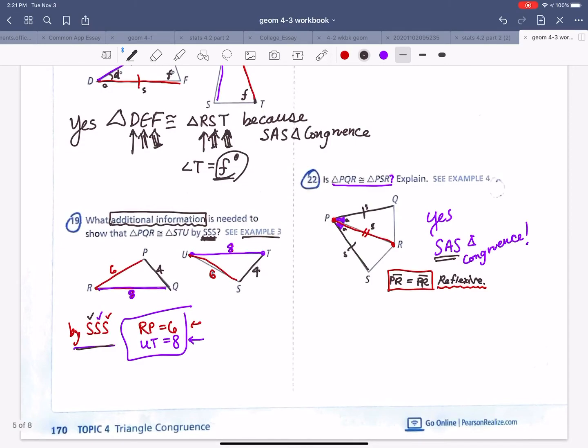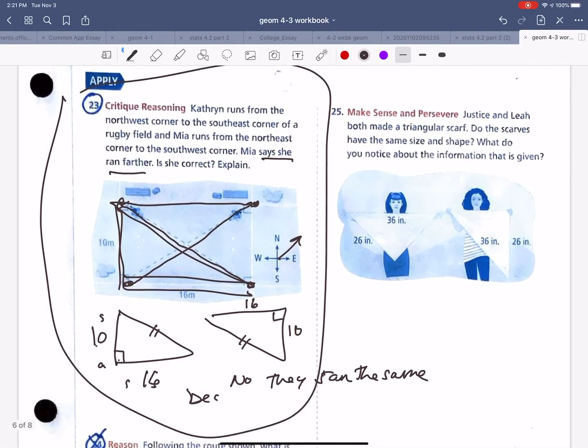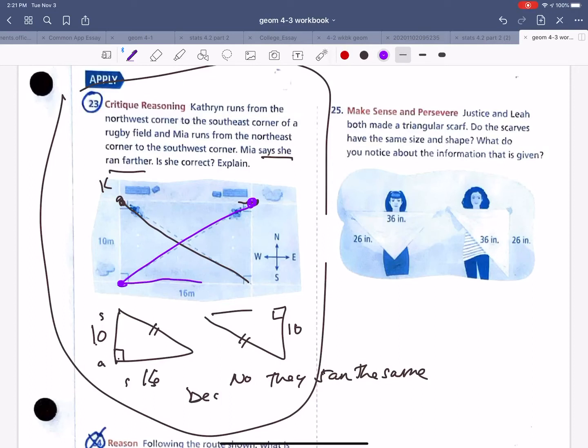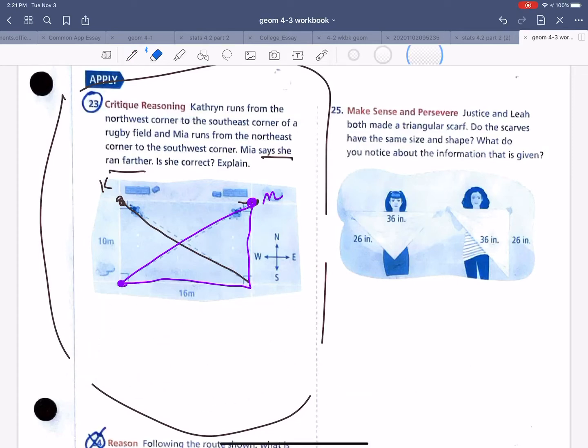Alrighty. So let's take a look at 23. It says Catherine runs from the northwest corner to the southeast corner, so this is Catherine, and Mia runs from the northeast to the southwest. Mia thinks she ran further. But let's take a look. Mia's triangle, there's Mia. My purple triangle, Mia ran this far, which we don't know how far. She thinks it's further, but this is 16. And notice this is a rectangle, so this would also be 10 across there.